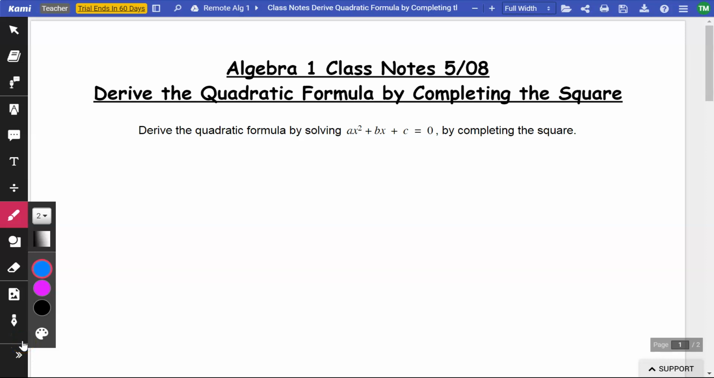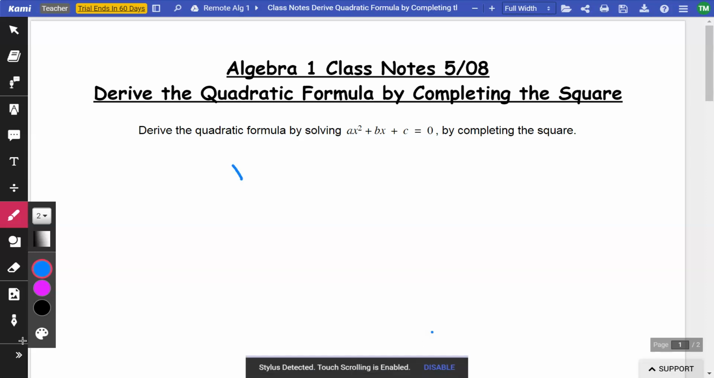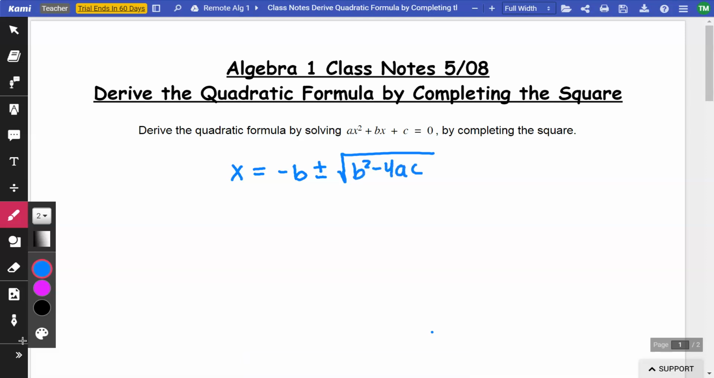Today I would like to show you where the quadratic formula actually comes from. So we've been using this thing called the quadratic formula, x equals negative b plus or minus the square root of b squared minus 4ac all over 2a. We've been using this to help us find zeros and to solve quadratic equations, to find those x-intercepts, to find those roots. But where in the world does this thing even come from?